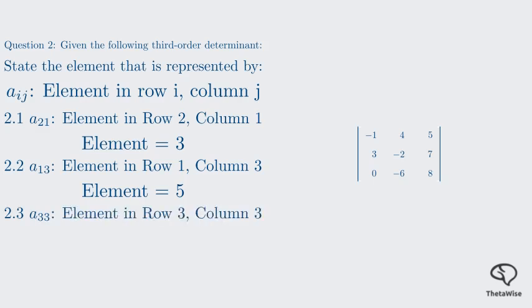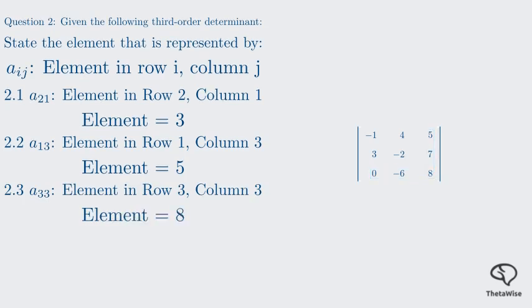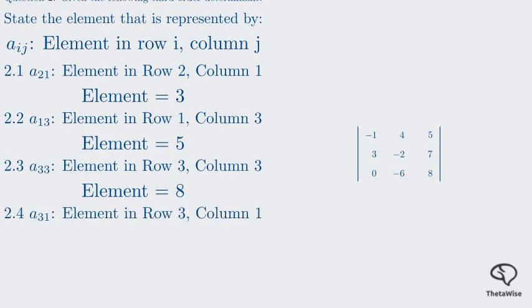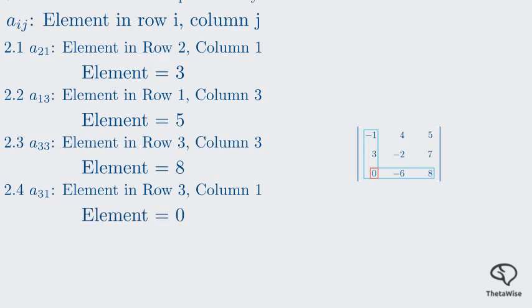For 2.3, a sub 3,3. This is the element in row 3, column 3. Row 3 is 0, 6, 8, and column 3 is 5, 7, 8. The element is 8, so a sub 3,3 is 8. Let's continue with 2.4, a sub 3,1. This is the element in row 3, column 1. Row 3 is 0, 6, 8, and column 1 is 1, 3, 0. The element is 0, so a sub 3,1 is 0.